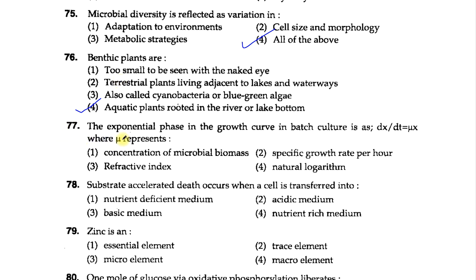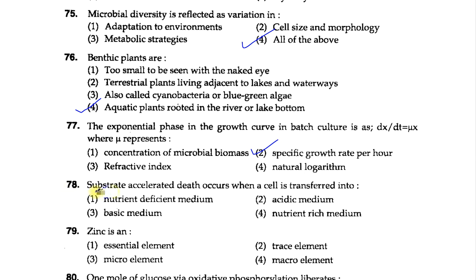Question 77. The exponential phase in the growth curve in batch culture is dx divided by dt equals mu x, where mu represents 1. Concentration of microbial biomass, 2. Specific growth rate per hour, 3. Refractive index, 4. Natural logarithmic. The correct one is 2, specific growth rate per hour. X is the mass or the number of the cells, the biomass, and t is the time period.